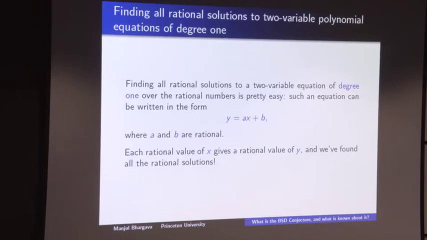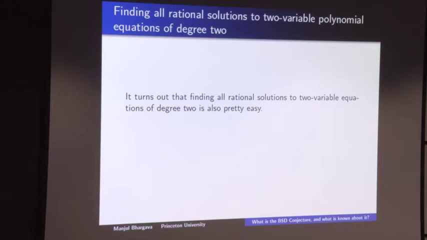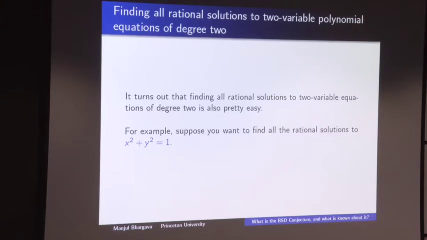Okay, so that's the case of linear polynomials. So the next natural case to consider is that of quadratic polynomials in two variables, so degree 2 polynomials. It turns out, in the case of degree 2, it's not that much harder to solve and find all the rational solutions. And so that's what I want to describe to you next. It turns out that finding all rational solutions to two-variable quadratic equations is also relatively easy and was understood a long time ago as well. So just as an example, suppose you want to find all the rational solutions to x squared plus y squared equals 1. Very, very classical problem that was studied millennia ago and understood. So how do we find all rational points on the unit circle?